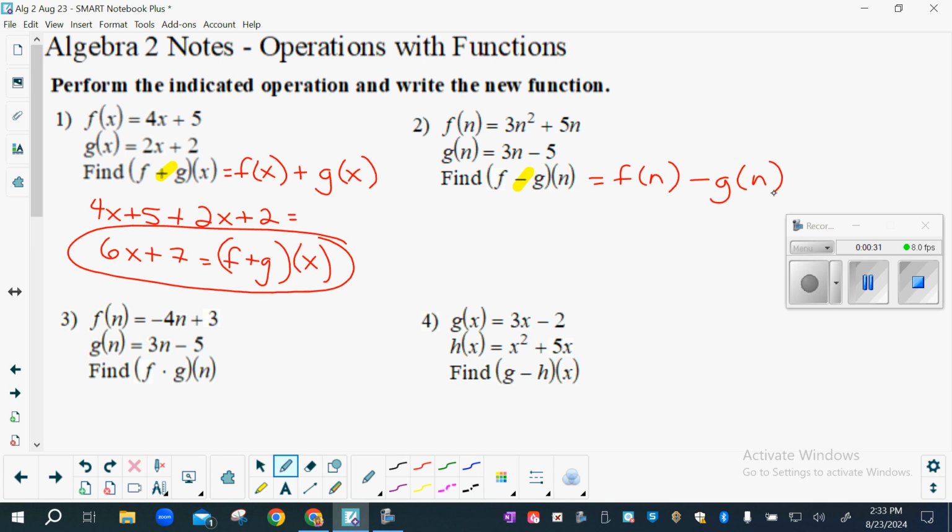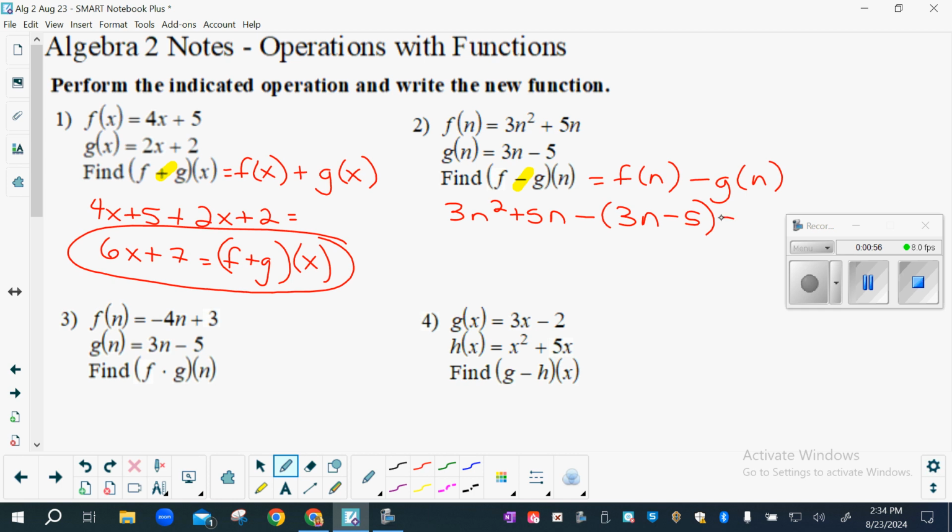So f of n is 3n squared plus 5n. And then we are subtracting 3n minus 5. But we have to put parentheses there because we are subtracting all of that. Does that make sense? Okay, so then what do we need to do to simplify that?